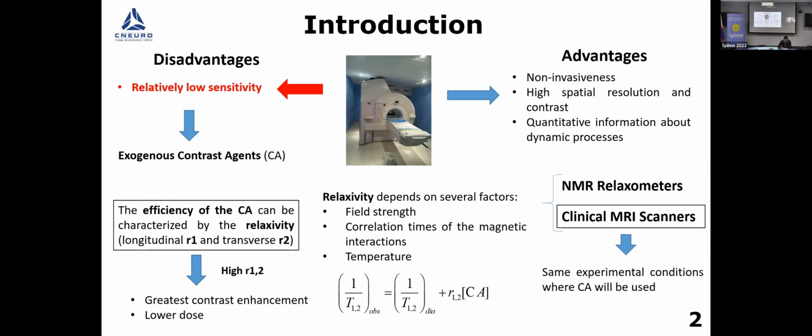Relaxivity depends on several factors: the field strength of your MRI machine, the correlation times of the magnetic interactions, and the temperature. It can be determined by calculating the effect that the contrast agent has on the observed relaxation rate. Traditionally, this determination has been done using an NMR relaxometer, but now there is an increasing trend to use the clinical MRI scanner because you're characterizing your contrast agent under the same experimental conditions in which it will be used.